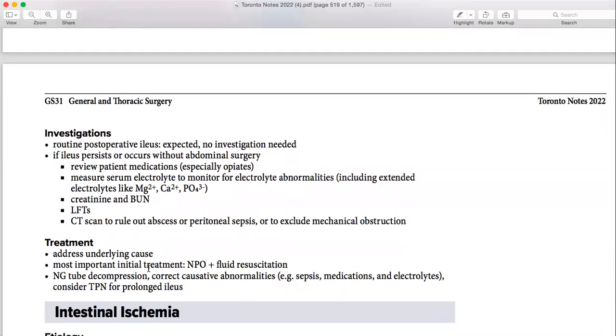For the initial treatment, what you can do is NPO, giving bowel rest, and put the patient on IV fluids, and then do NG decompression and causative treatment, like for sepsis, medication, whatever the underlying treatment you have to do. So the treatment is kind of the same: NPO, fluids, and NG.